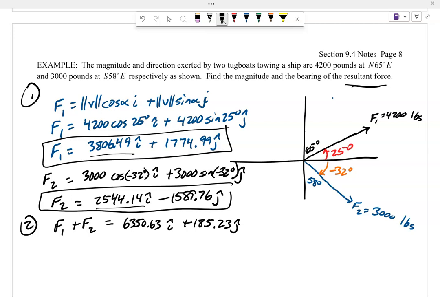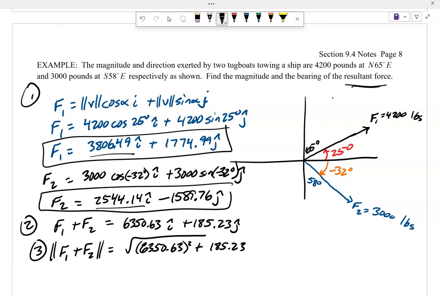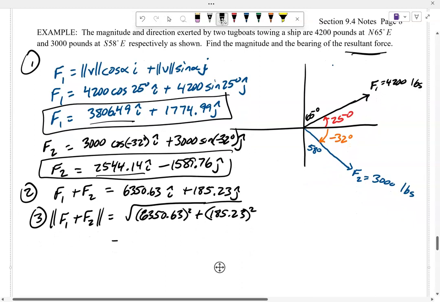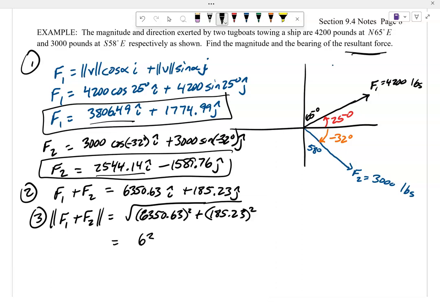Okay, so there's the resultant vector. Add those two together. Now let's find its magnitude. Square root of A squared plus B squared, 6350.63 squared plus 185.23 squared. And this will end up being 6353.33 pounds. So that's the length of the resultant vector.